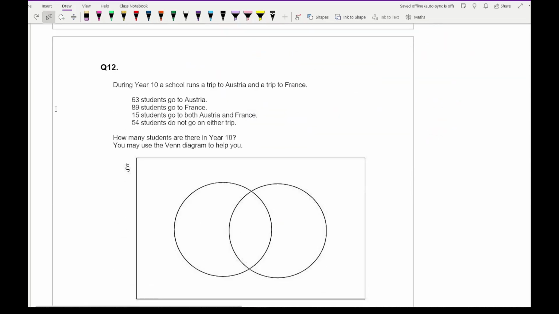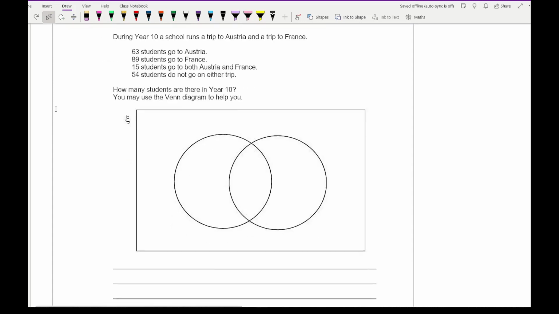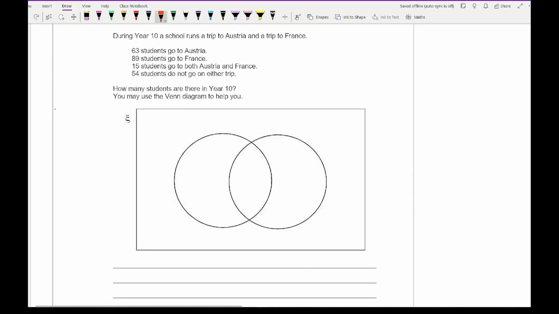Then moving on to question 12, it says during year 10, a school runs a trip to Austria and a trip to France. 63 students go to Austria, 89 students go to France, 15 students go to both Austria and France, and 54 students do not go on either trip. How many students are there in year 10? So what we need to do here is complete this diagram.